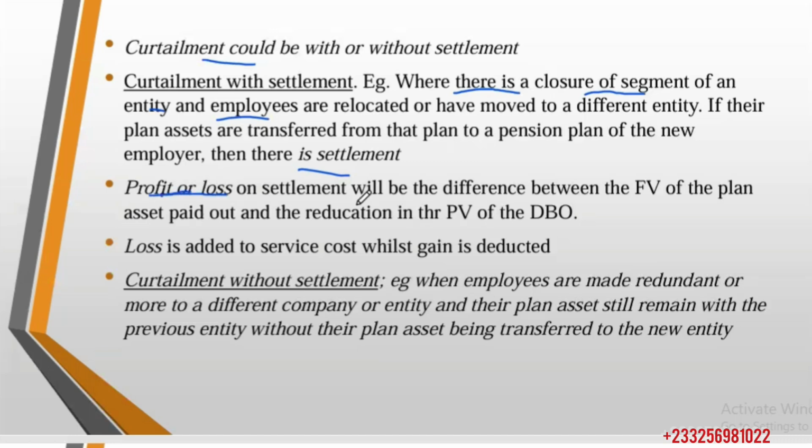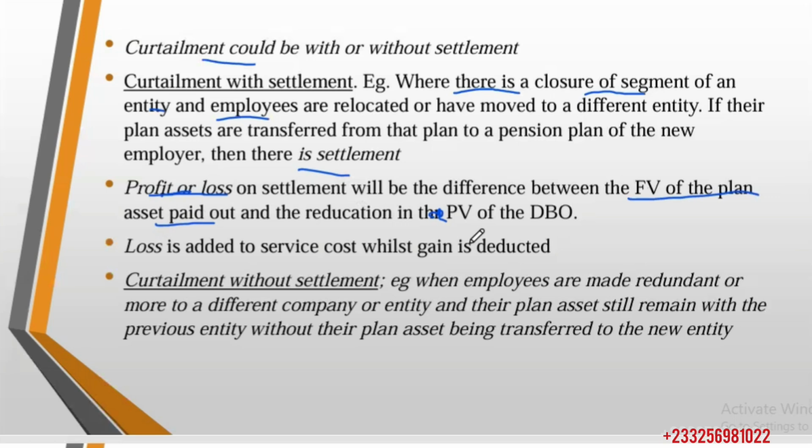The profit or loss on settlement will be the difference between the fair value of the plan asset paid out and the reduction in the present value of the defined benefit obligation. So how do we get the loss or gain on settlement? Now they are moving to a new scheme provided by a new employer, and you are also transferring their funds to the new scheme. How do you get the loss?